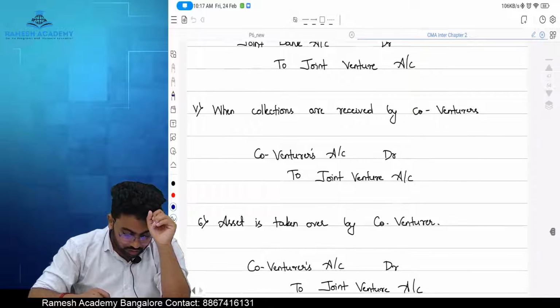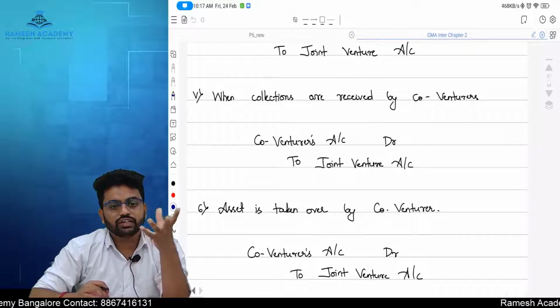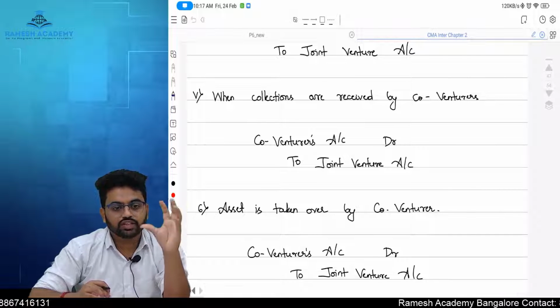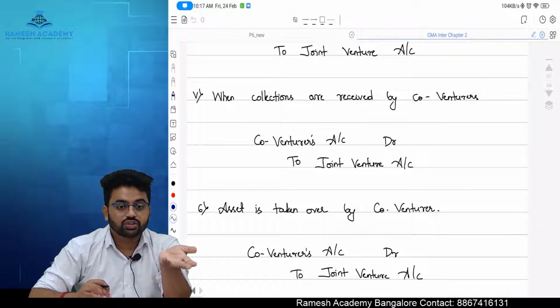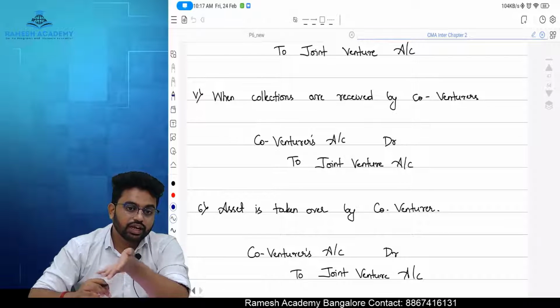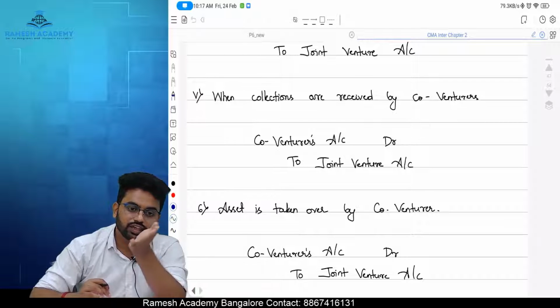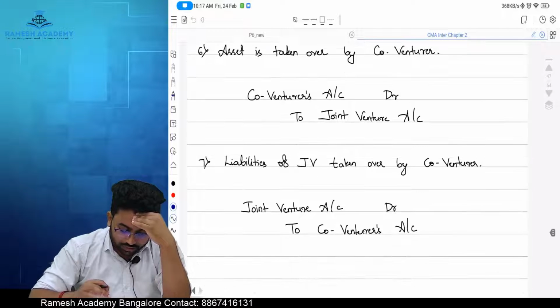Fine. Now certain asset or certain goods has been taken over by the co-venturers. Certain goods of the joint venture has been taken over by the co-venturer. It's an income again to the joint venture business. So we should credit the joint venture account. And who is taking over? Our co-venturer is taking over. So entry will be co-venturer account debit to joint venture account. Okay, sir.